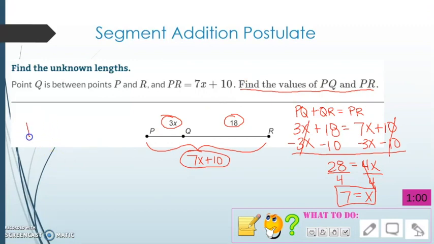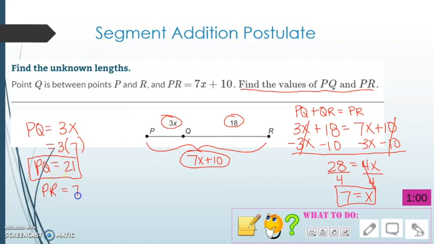So in order to find the value of PQ, we use the expression 3x. So since we know that x is 7, we just plug it in. 3 times 7 is 21. So PQ is 21. That's one of our answers. And then to find the length of PR, we use the expression 7x plus 10. Since I know that x is 7, I'll plug that in. 7 times 7 is 49 plus 10 is equal to 59.